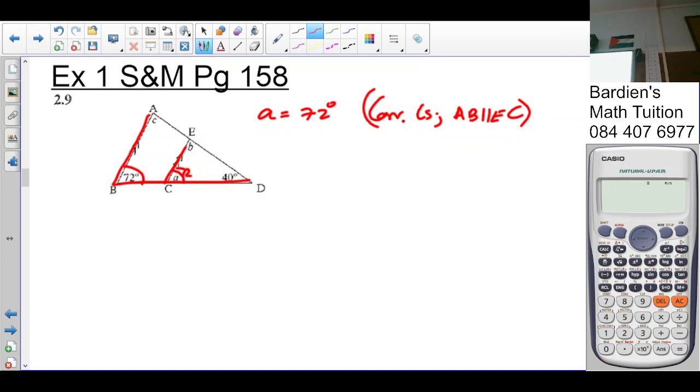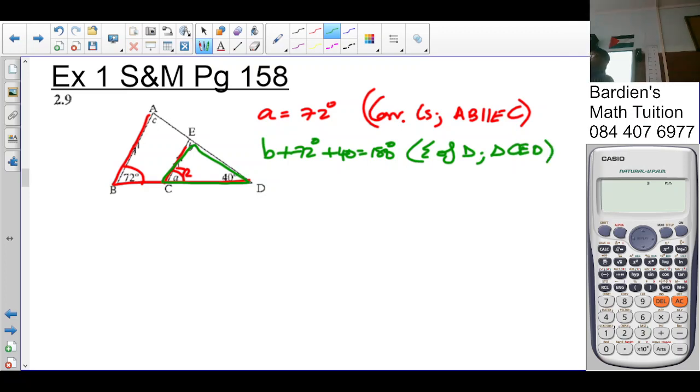I need to calculate B. B plus 72 plus 40 equals 180. And that is triangle CED. Okay, you all agree with that? So B is going to be 180 minus 40 minus 72, which is 68. Are you going to calculate C? 68 degrees. Why? Well, how else could I have calculated it?